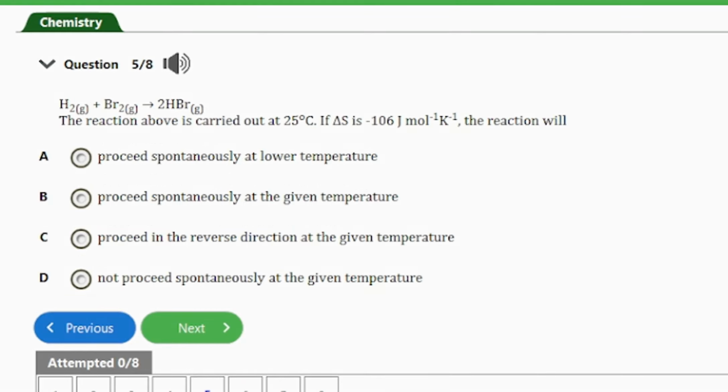Question number 5. Here we have an equation of a reaction, and the question says the reaction above is carried out at 25 degrees Celsius. If delta S is negative 106 joule per mole per Kelvin, the reaction will: A, proceed spontaneously at low temperature; B, proceed spontaneously at the given temperature; C, proceed in the reverse direction at the given temperature; D, not proceed spontaneously at the given temperature.